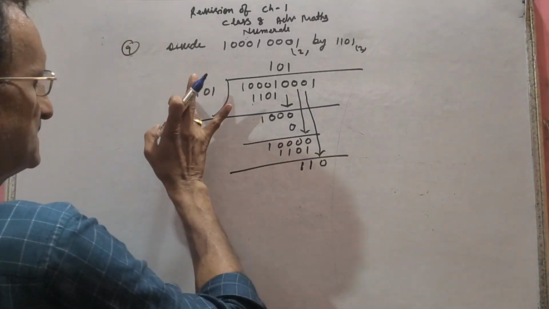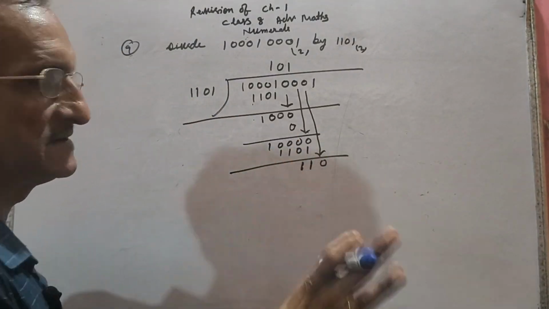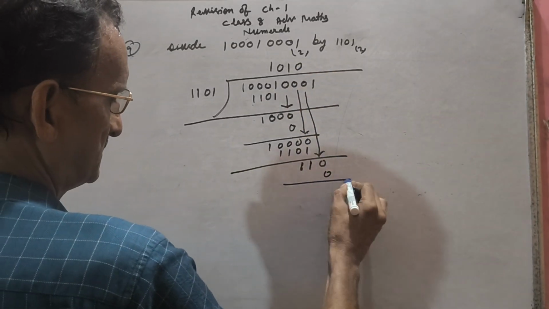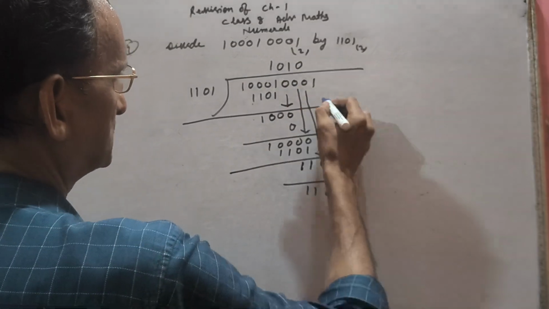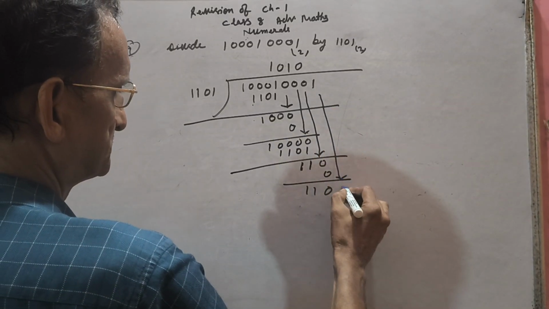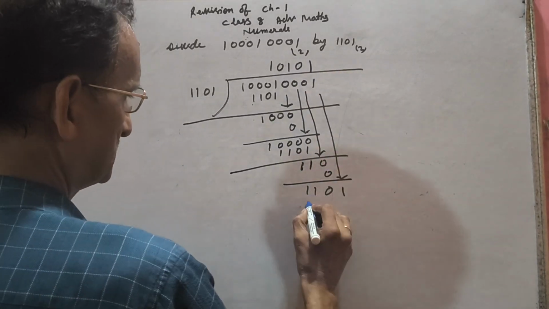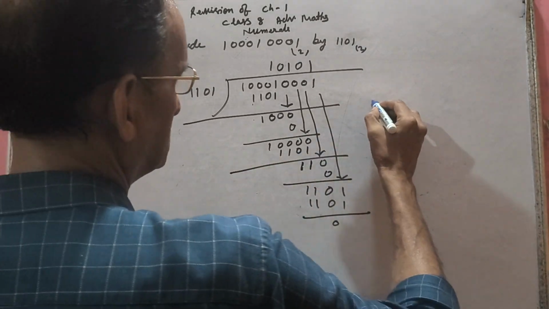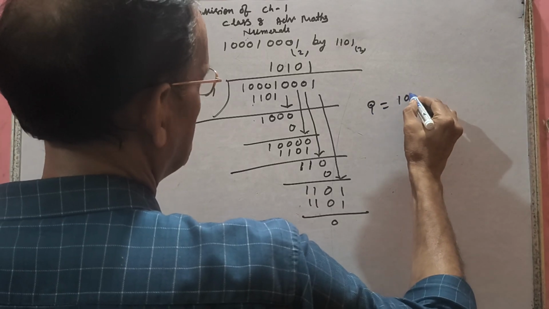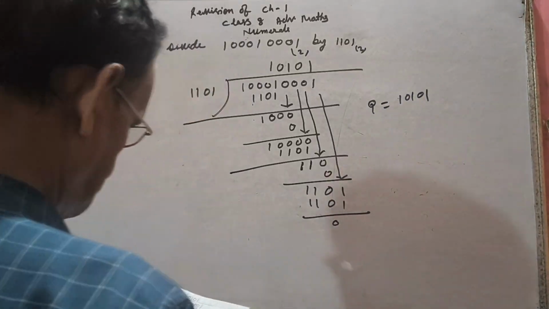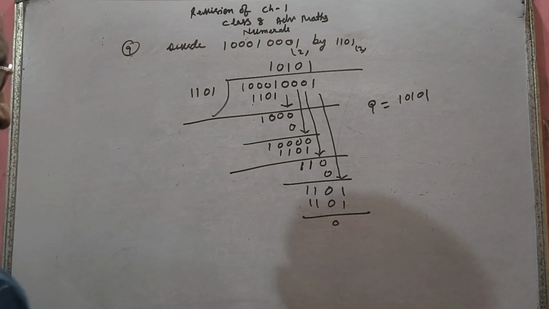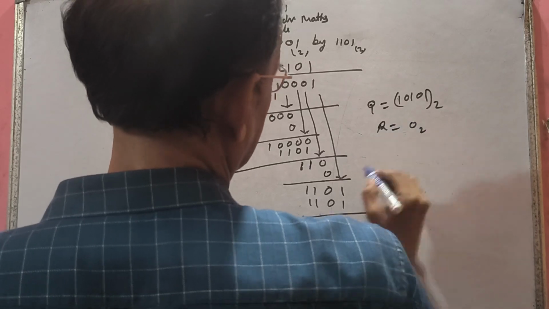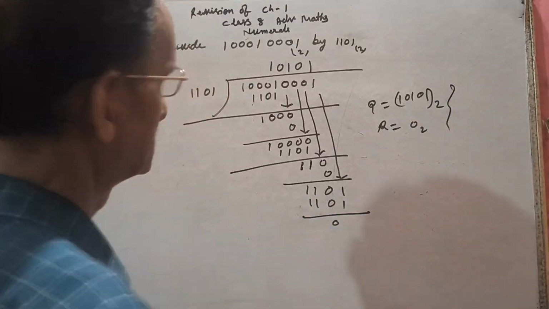Very clear, this is less than this. So we can't divide even 1 time. So we divide by 0 time. So 0 again. So how much do you get? 1 1 0. What is left? 1. So how do we do? 1 time. 1 1 0 1. Minus is 0. So what is the quotient? Q equals 1 0 1 0 1, base 2 obviously, and remainder is what? 0 base 2. So this is the answer.